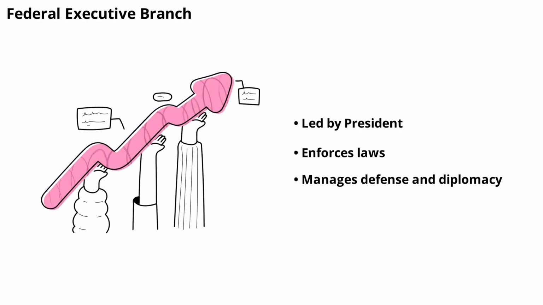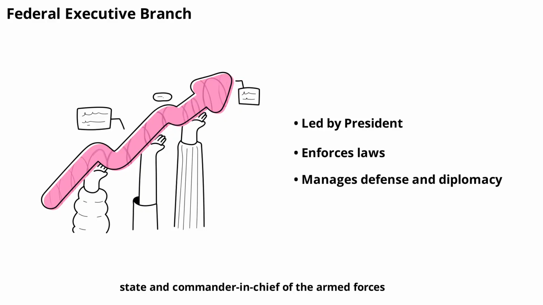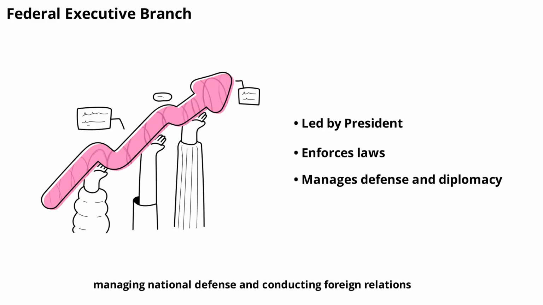The executive branch is led by the president, who acts as the head of state and commander-in-chief of the armed forces. This branch is responsible for enforcing federal laws, managing national defense, and conducting foreign relations. The president is supported by the vice president and a group of advisors known as the cabinet. Together, they oversee various federal agencies and departments, making sure the government runs smoothly.